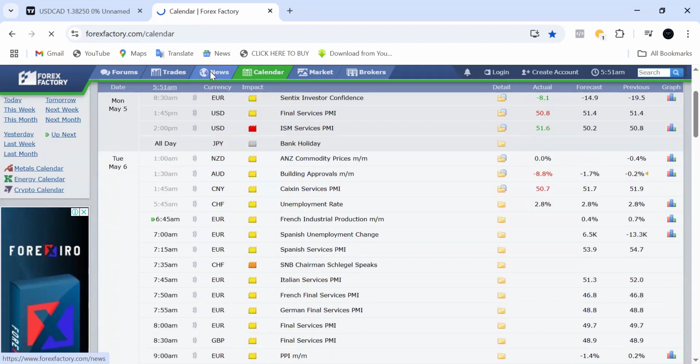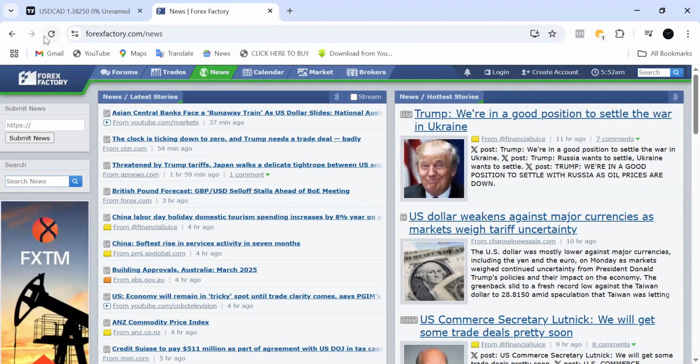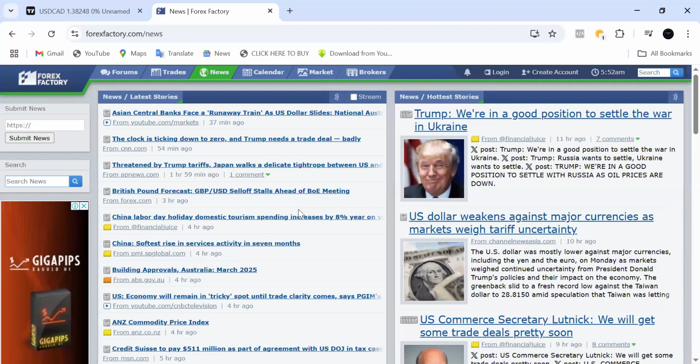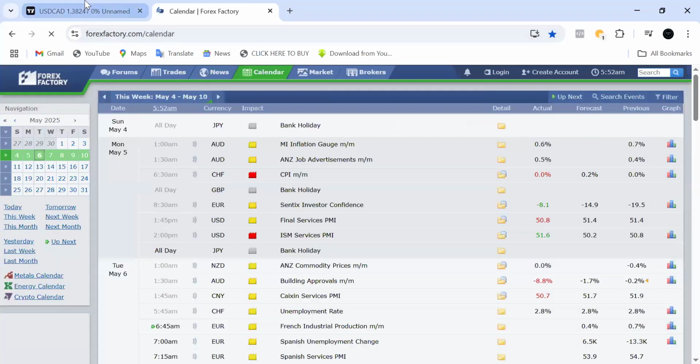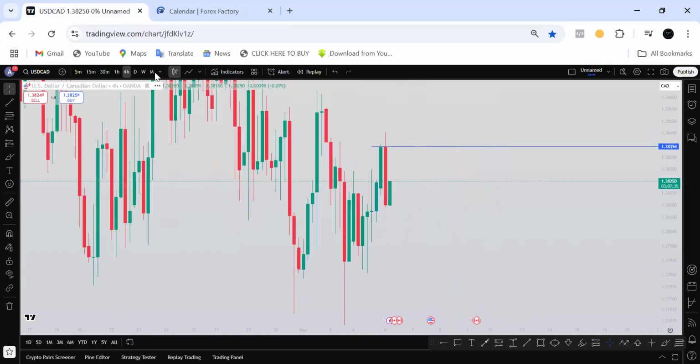So let's check the news too and see if there has been any high impact news on the currency that you are going to be trading. We are in a good position to settle the war in Ukraine. We don't have any high impact news today, so I think the market is going to be okay to trade today. Let's first of all check USD CAD.